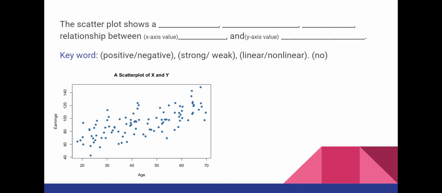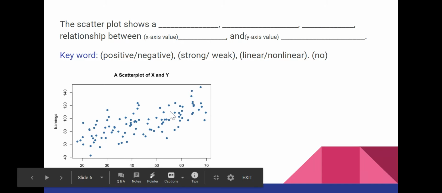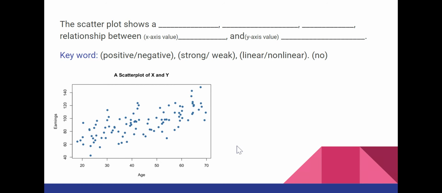There's another one. Use the scatter plot to answer this question. Is there a relationship between the age and earning? So the scatter plot shows a weak positive linear relationship between the age and the earnings. The older you are, the more you earn.